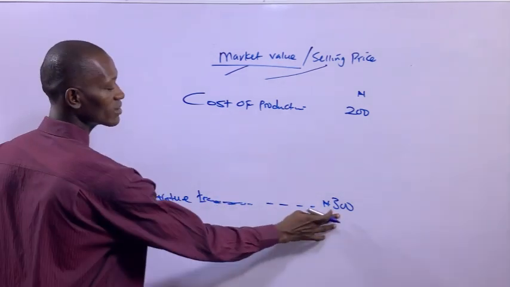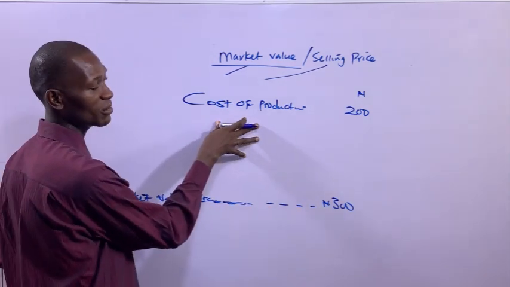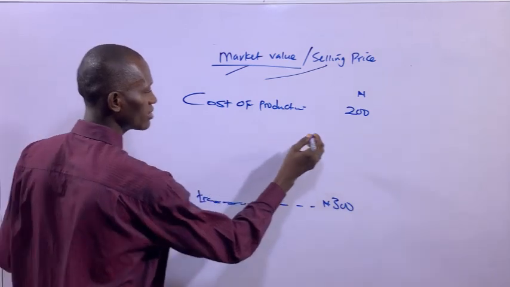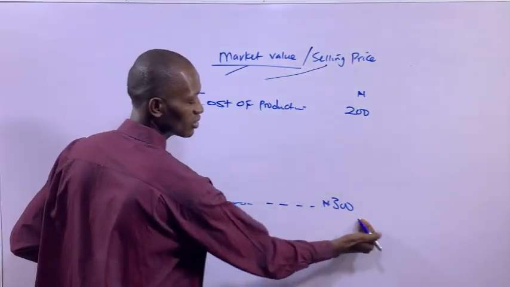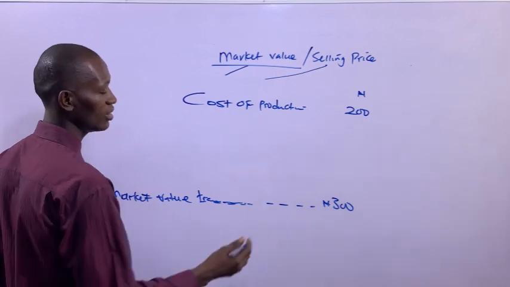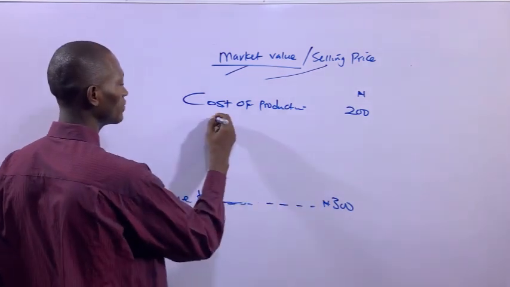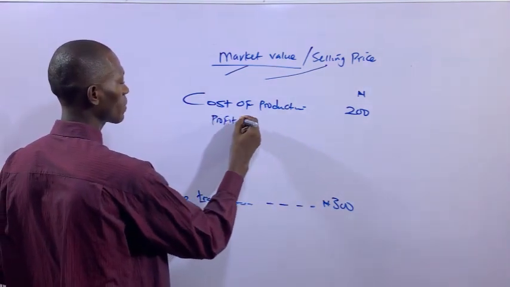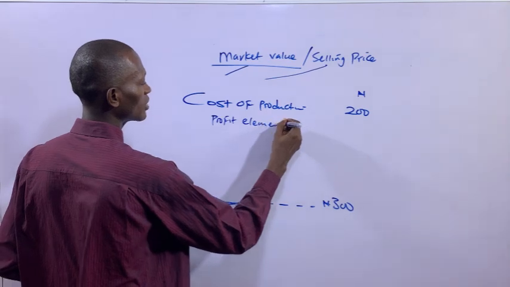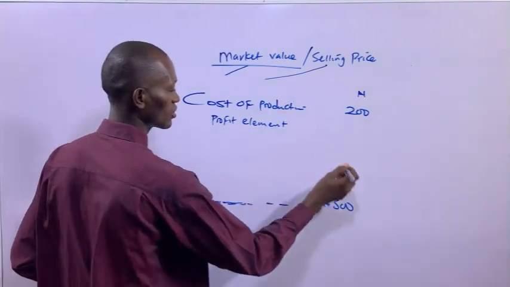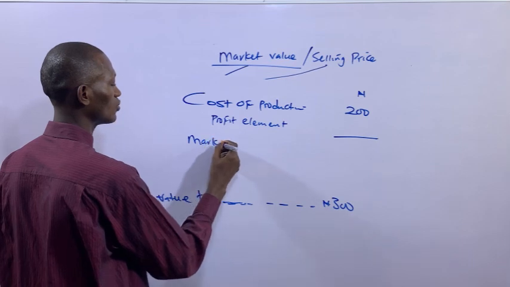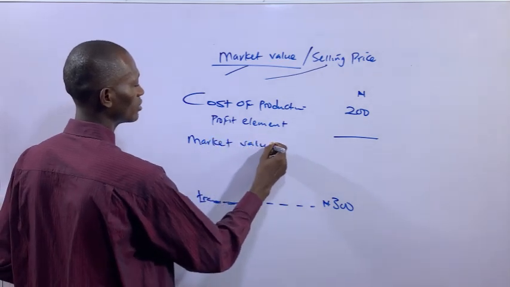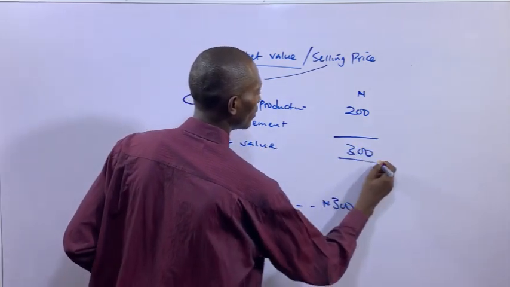So what this means is that you'll be able to determine the profit here. Since the market value is 300, or the goods to be transferred to the trading profit and loss account is 300, then you will have the profit element. So you have profit elements. Now, with respect to the manufacturing account, you have the market value here. So market value is 300. This is what you have.